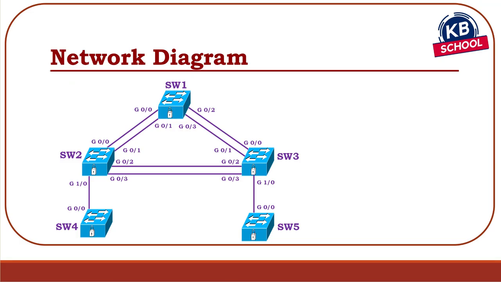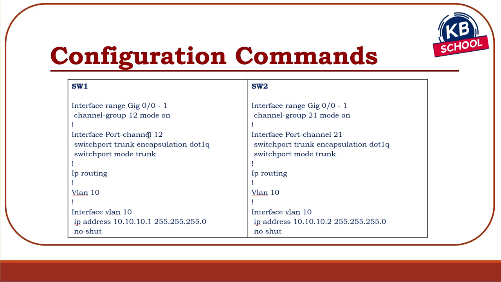So this was the requirement and these are the commands. Let's make sure the commands are proper. So on switch 1, gig 0/0, the number of the port channel is 12. Go into the port channel 12, set it as a trunk, turn on IP routing, create the VLAN, create the SVI. Switch 2, same thing. The port channel number is 21. IP routing, create the VLAN, SVI, IP address, and I did the ping to verify it. All right, everybody okay with this?